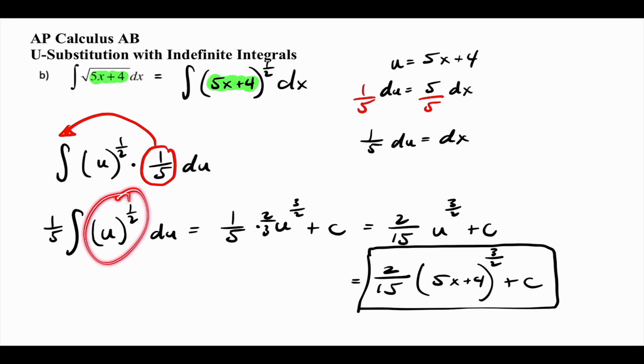And then I have u to the 1/2. So I find the antiderivative of that. Add 1 to the power. Divide by 3 over 2. Well, dividing by 3 over 2 is the same thing as multiplying by 2/3. So 2 times 1 is 2, 3 times 5 is 15. Move everything back in. You are done.